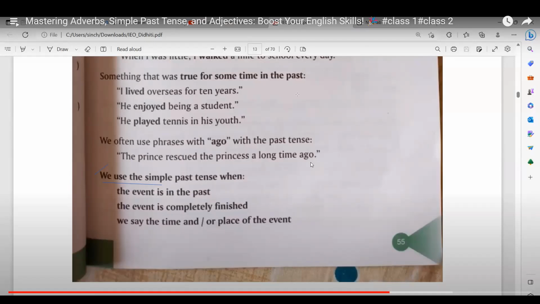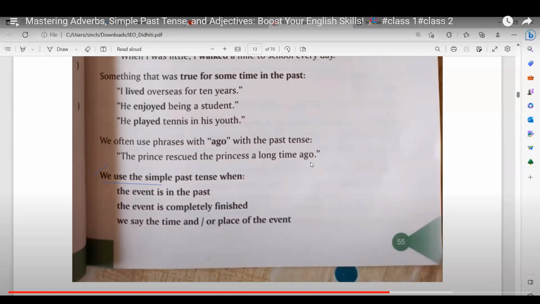Wait. Tuhin, can you tell me the example with the last one? We say the time and the place of the event. We got the Coromandel train in Kharagpur at 5 o'clock. Very good. We caught the Coromandel Express at Kharagpur at 5 o'clock. Very good.